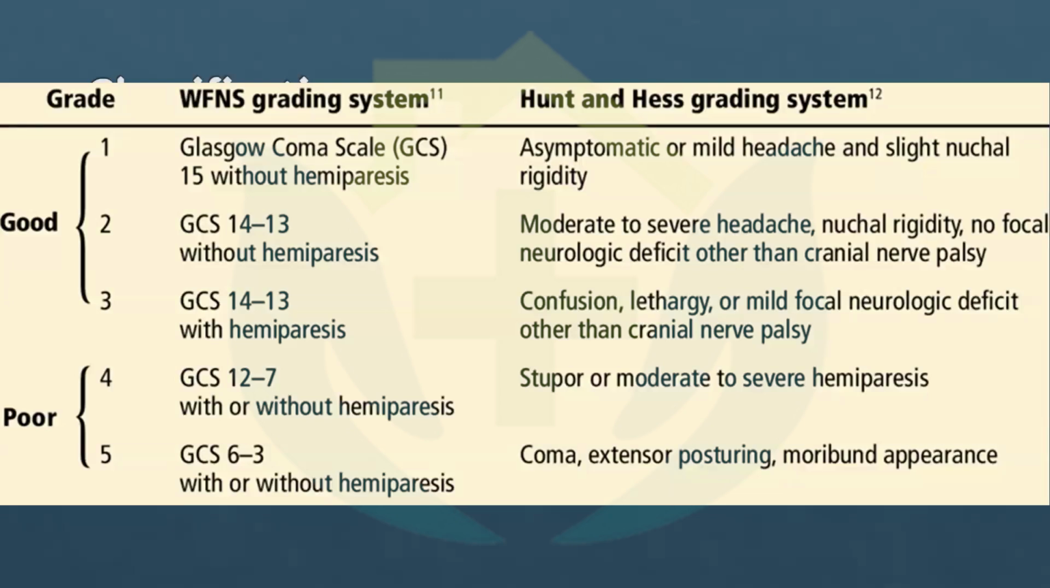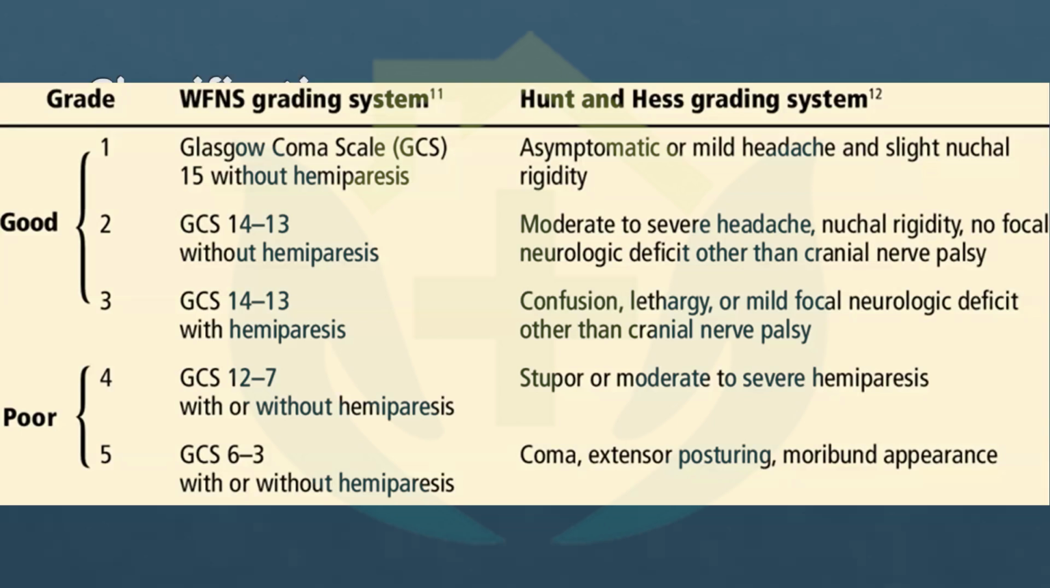Fourth grade is GCS anywhere from 7 to 12, with or without any neurological deficit, but the patient will have severe hemiparesis, and the patient can present with stupor. Grade 5 is GCS less than or equal to 6, and the patient will have extensive posturing and will be in coma, and they carry a huge mortality and morbidity.